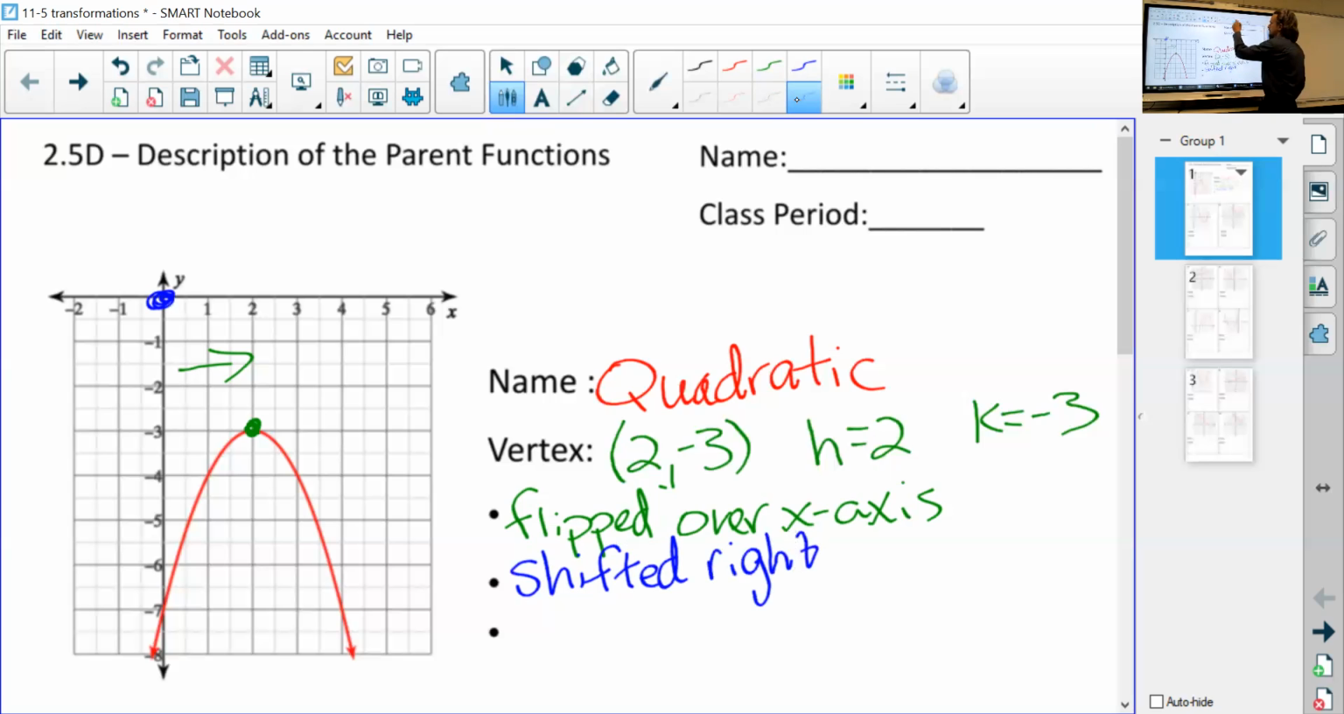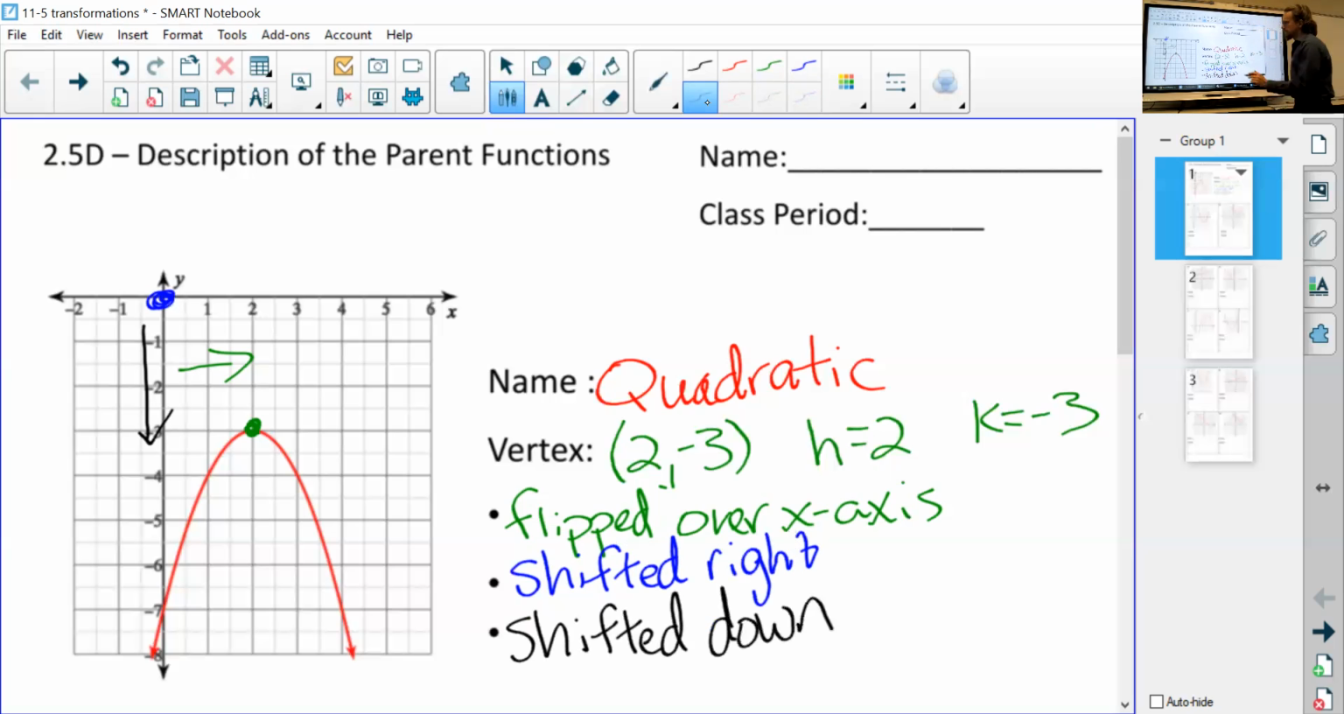Okay, shifted right, and then we also see that it has moved down. So you can say it has shifted. Yeah, there you go. Don't worry about stretch or compression. You won't see that for any of these. So really we're just looking, is it reflected and which way is it shifted? And also, can you identify what type of function it is?